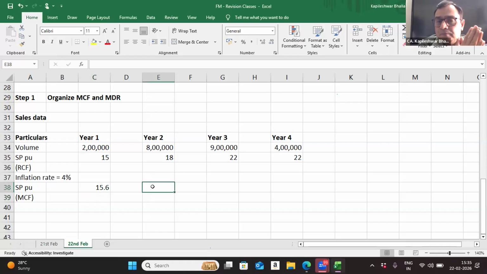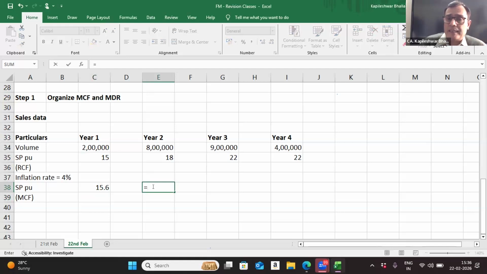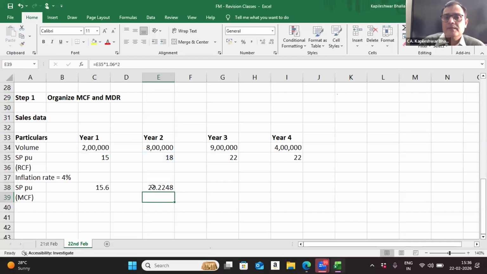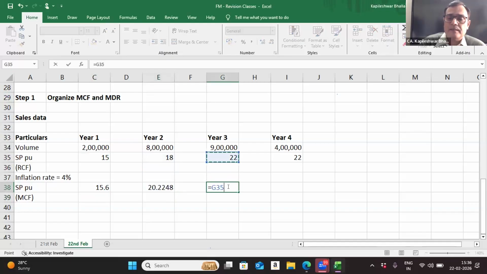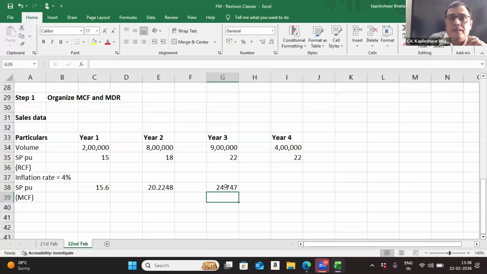Now tell me, for the second year, are you going to take 18 into 1.04, or are you going to take it raised to power 2? Compounding twice. When we consider the selling price for the second year, compound it twice. So we take 18 multiplied into 1.04 raised to power 2. Similarly, we can organize the third year as well: 22 multiplied with 1.04 raised to power 3. Is the second one done correct? I took 4% only. No, this is 4%.